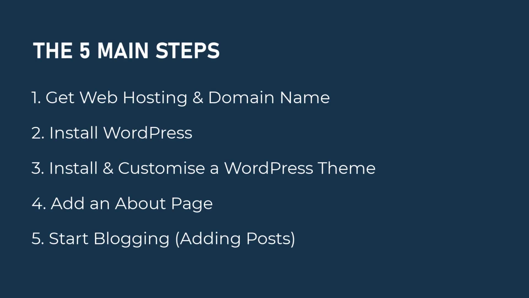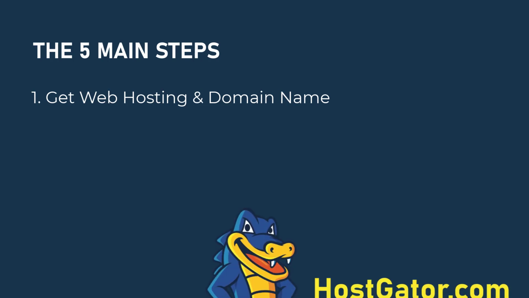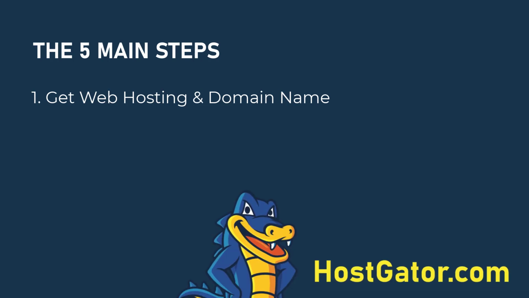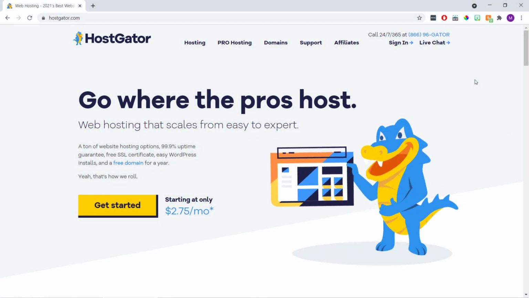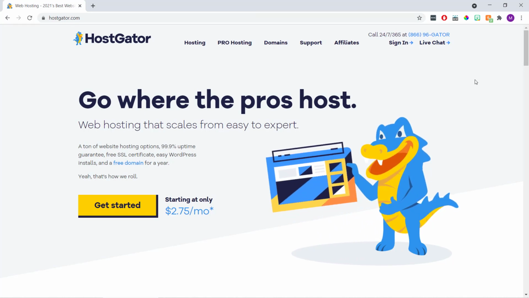Okay, so the first thing we need to do is register hosting and a domain name for our blog. And we can actually get both of these things at the same place, which is a website called hostgator.com. So we just need to open up our internet browser and go to hostgator.com. Or alternatively, you can click the link in the description below to open it up in a new tab.